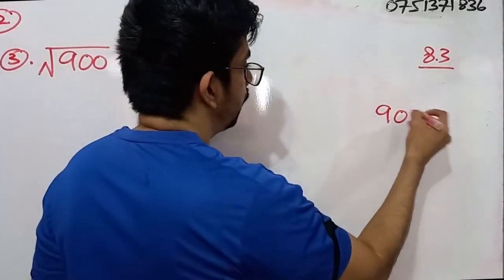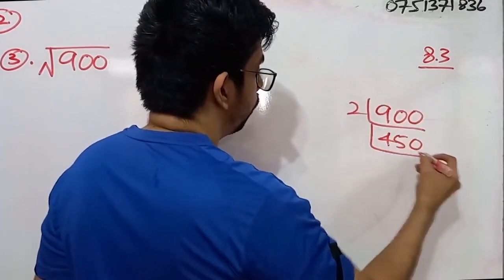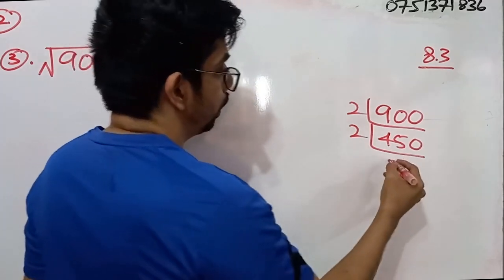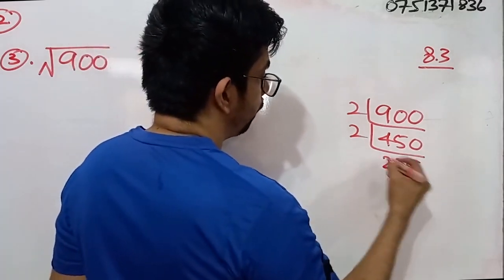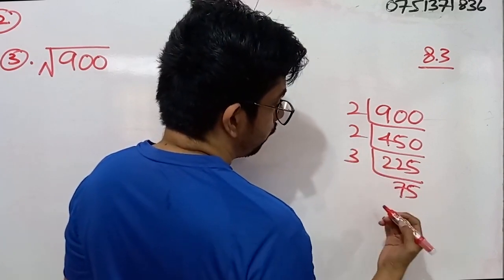Right, so now we have to calculate the square root of 900. So 900 we will divide by 2. We get 450. 450 we have to divide by 2. We get 225. 225 we will have to divide by 3. So we will get 75.